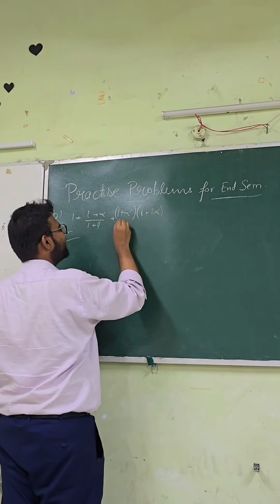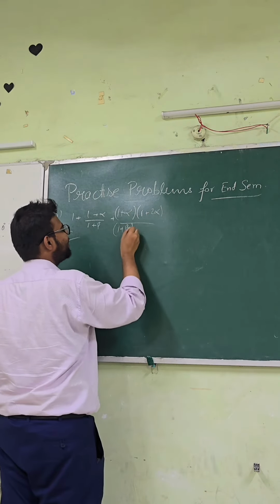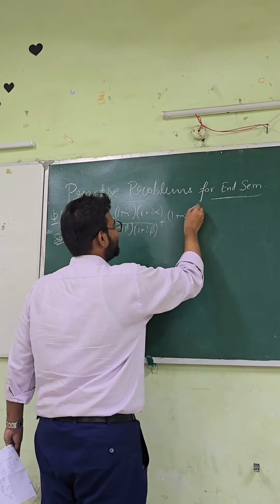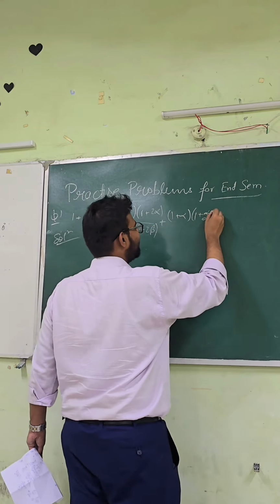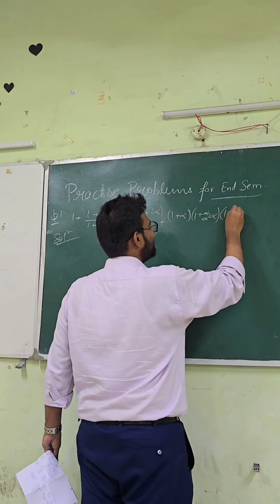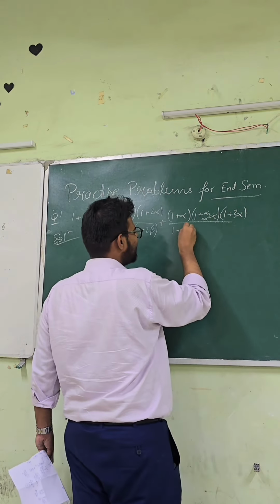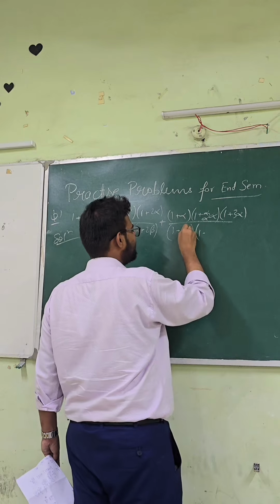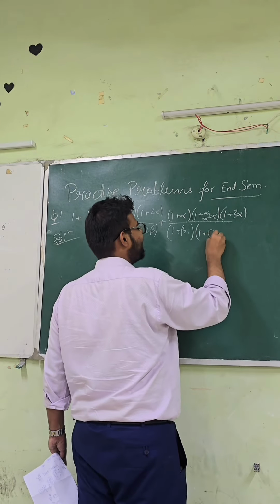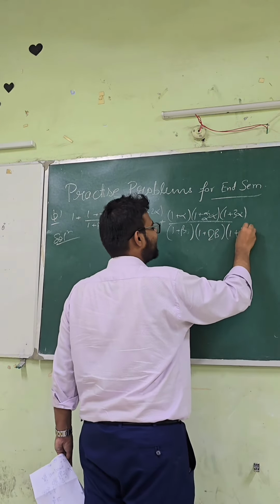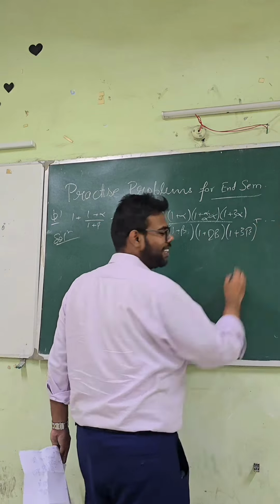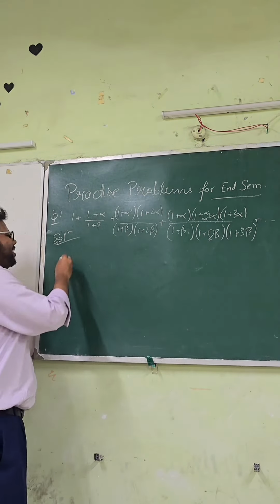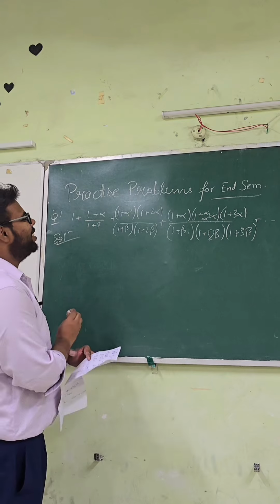1 plus 2 alpha by 1 plus beta into 1 plus 2 beta. 1 plus alpha, 1 plus beta, 1 plus 2 alpha into 1 plus 3 alpha by 1 plus beta into 1 plus 2 beta, 1 plus 3 beta, and so on and so forth. I'm really sorry for that. I was maybe thinking something else. That's why. So now let's see this one.